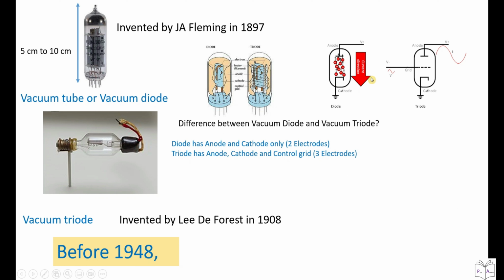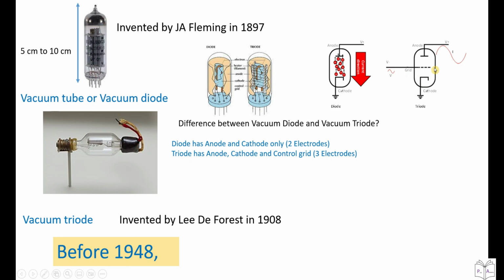Whereas the direction of conventional current is opposite to the electron flow direction, so that's why it is marked down. Now in this case, there is no mechanism to control the amount of electron flow. Whereas this is the schematic arrangement for a triode, in which additionally we have a third electrode called the control grid.